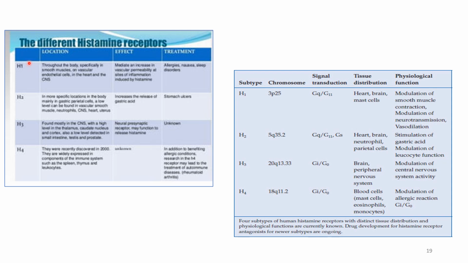H1 receptor antagonists can be used in allergies, nausea and sleep disorders. H2 receptor antagonists will be used in stomach ulcers. And H4 receptor antagonists can also be used in allergic conditions.